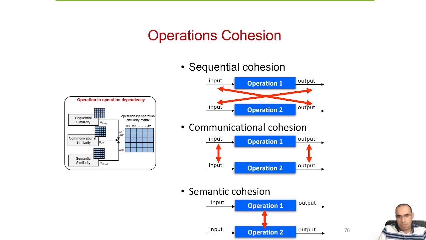As for the semantic cohesion, we look at the names to identify pairs of operations that use similar identifiers or names. This means that they implement similar abstractions or they are related in the same functionality. So we combined these three cohesion types in order to converge towards groups of operations that have sequential cohesion, communicational cohesion, and semantic cohesion, in order to best split our interface.